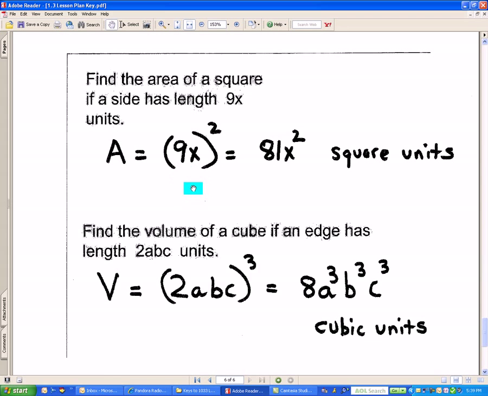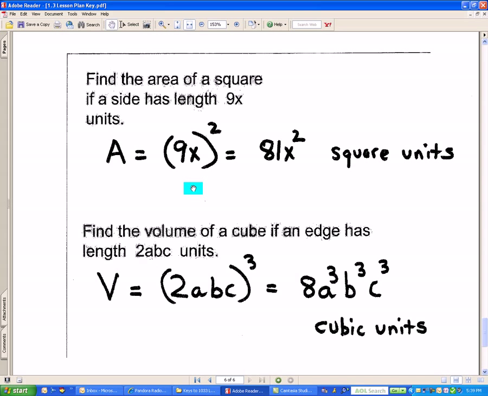Okay. Find the area of a square if one side of the square has length 9x units. All right. Remember in math, if I just said to square something, you know you're raising it to the second power. So that's a little clue on finding the area of a square. You take the length of one side and you square it. So in this case, to find area A, I take 9x, I put parens around it, and I square it. I put the 2 on the outside of the parens as an exponent. The whole thing is being squared.